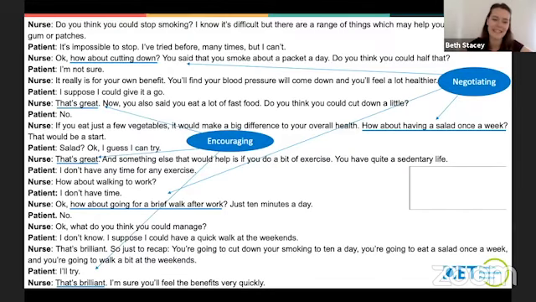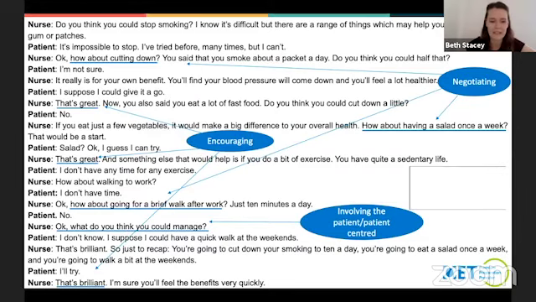We've got some really nice encouraging language here saying, oh, that's great, that's brilliant. So even though the patient is not very enthusiastic, you can see here, I suppose I could give it a go. The nurse is still being positive. That's great. Yeah.